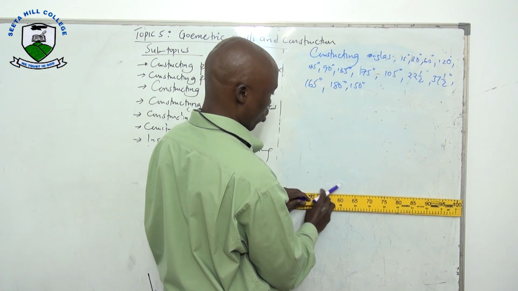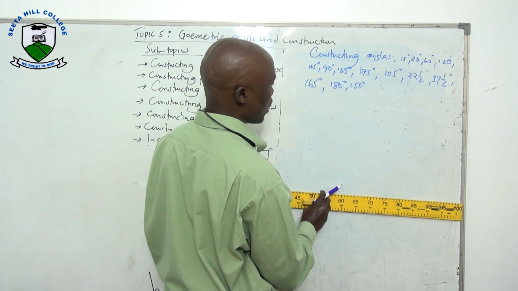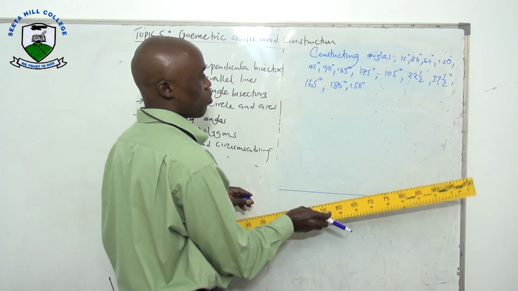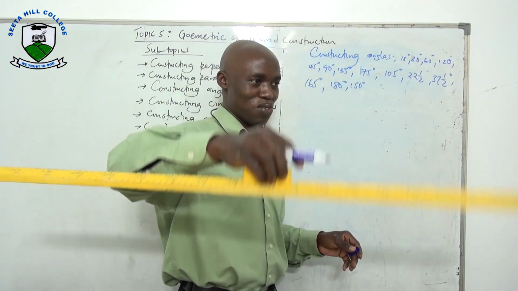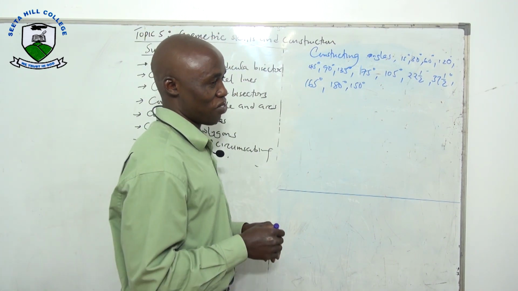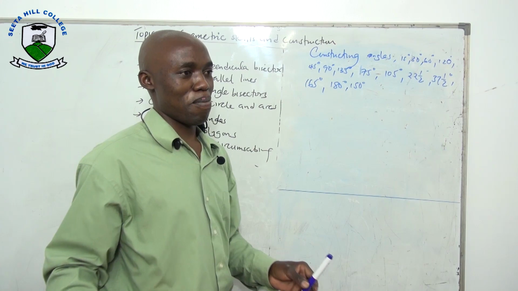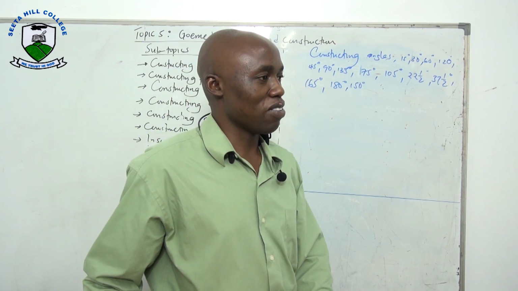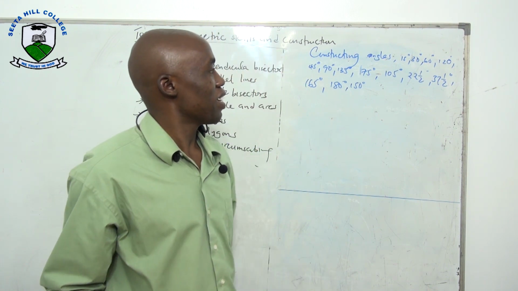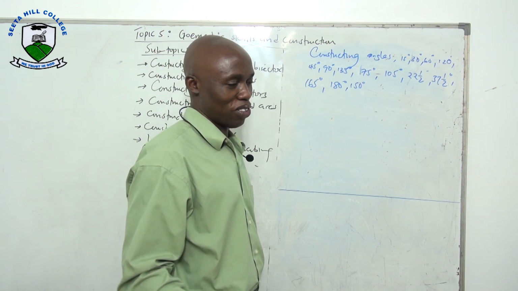Yes, that means I'm going to construct all of them. Now those that you see, 15 is a half of 30. Then 22 and a half is a half of? 45. Then this one is a half of? 37 and a half multiplied by 2, you get? 75, yeah. Now you can construct.